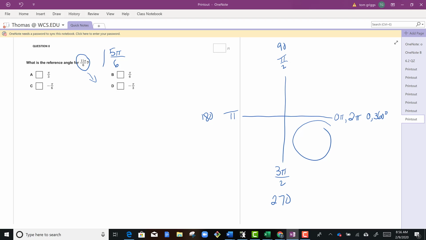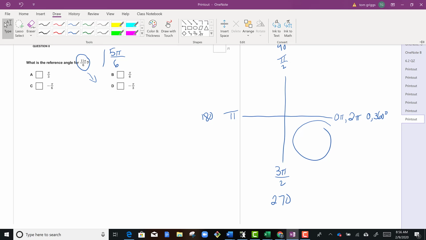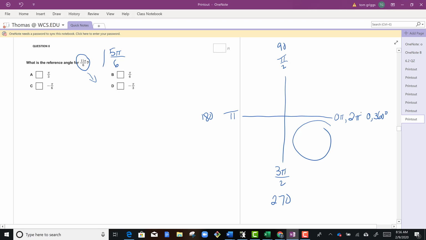So we want to identify exactly where it is so we can identify the reference angle. Even if we don't know exactly where it is in that quadrant yet, if we haven't gotten to that point, we know the reference angle. So let's say this is 11 pi over 6 right here. Let me erase that circle. The reference angle is the rest of the angle's distance, if you will, to the x-axis. So this is our reference angle right here.